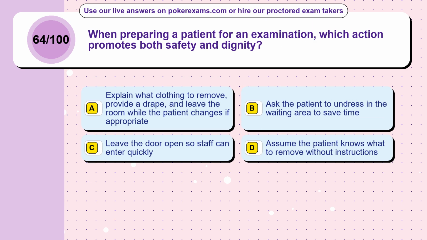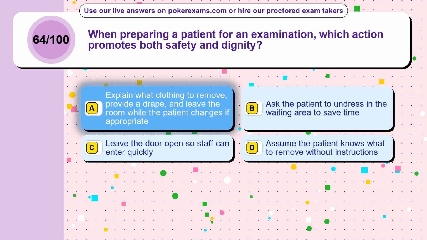Question 64. When preparing a patient for an examination, which action promotes both safety and dignity? Option A, explain what clothing to remove, provide a drape, and leave the room while the patient changes if appropriate. Option B, ask the patient to undress in the waiting area to save time. Option C, leave the door open so staff can enter quickly. Option D, assume the patient knows what to remove without instructions.